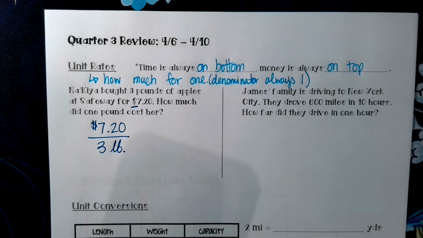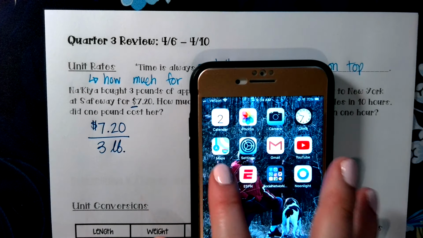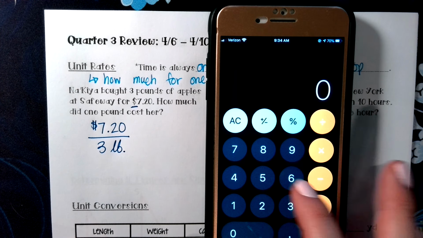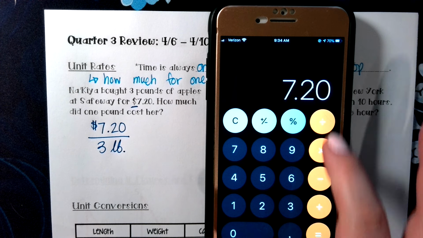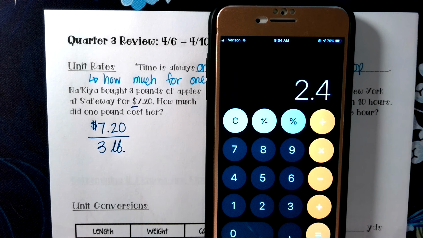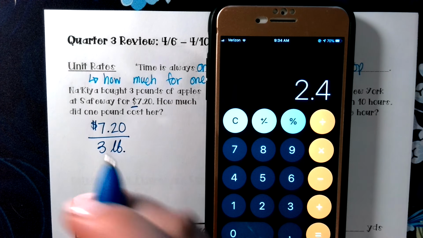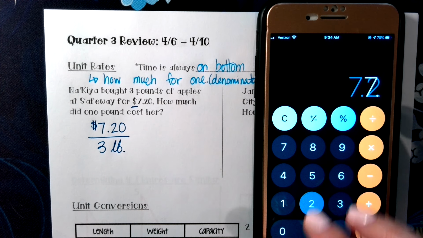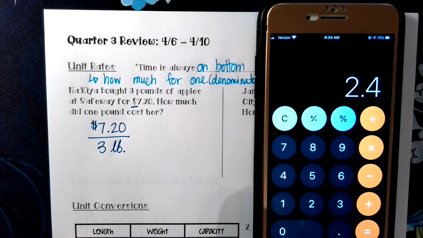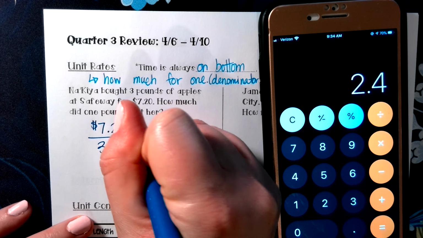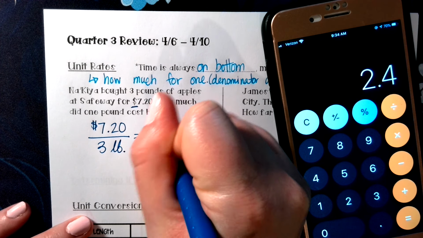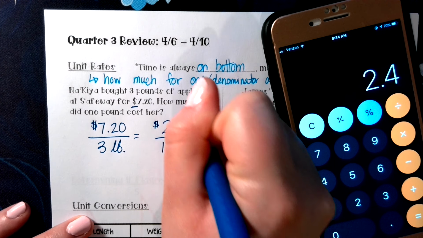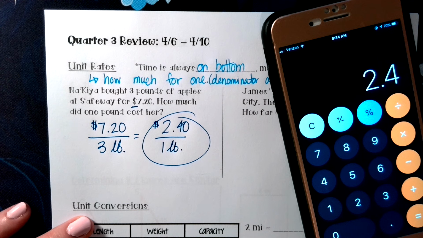So let me get out my calculator. So we can divide $7.20 divided by 3. And we see that 1 pound then is going to cost her $2.40. So it'd be $2.40 for 1 pound. All we have to do is divide.